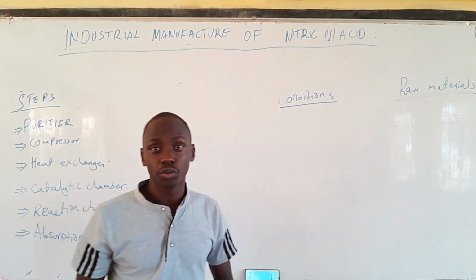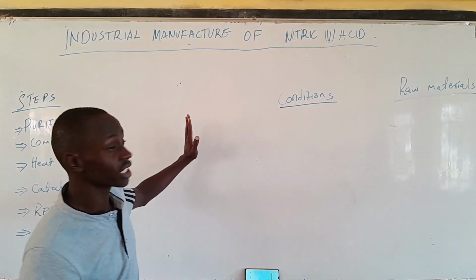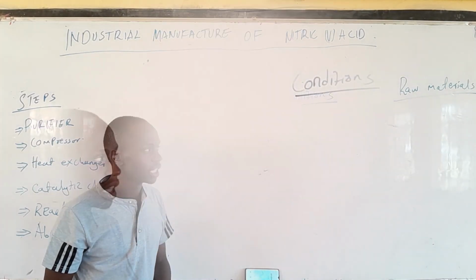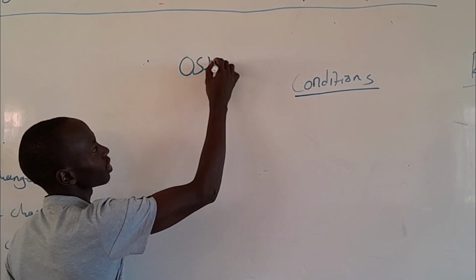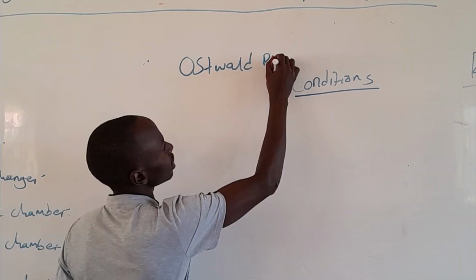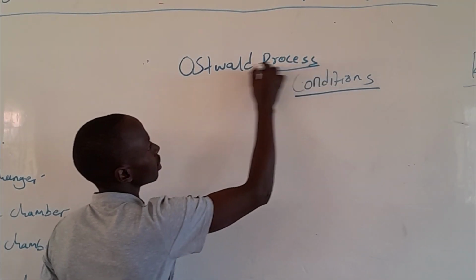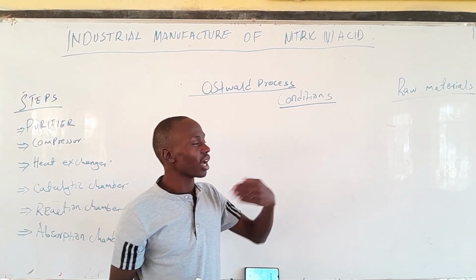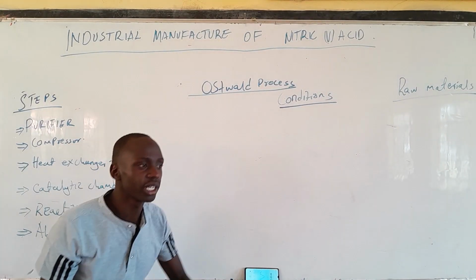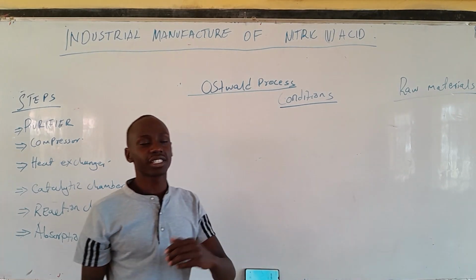Welcome to this video. In this video, we are going to study the industrial manufacture of nitric 5 acid. Nitric 5 acid is manufactured industrially through a process referred to as the Ostwald process. For the Ostwald process to proceed, we require the raw materials for the process and the conditions that will favor the same process.